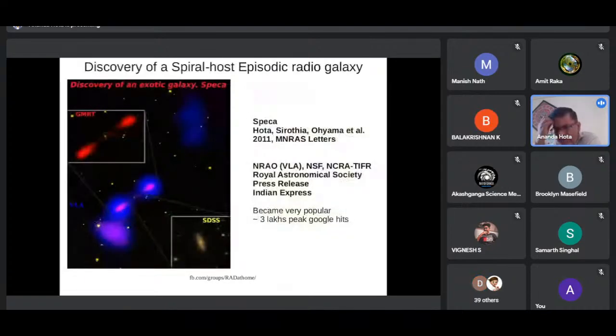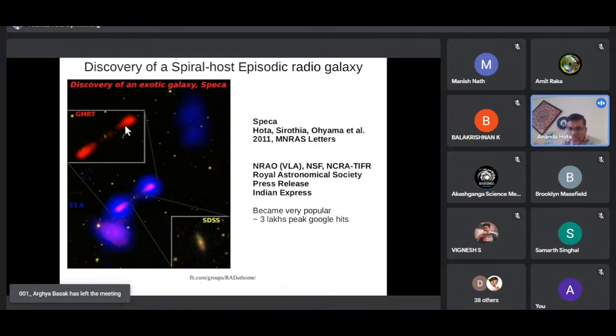So let's move forward. Using GMRT, it's my own work. Maybe I'm a bit biased, but probably this discovery of a spiral host episodic radio galaxy was the first international news-making discovery from GMRT. Press release by NRAO USA, Royal Society, NCRT-FR, of course. You can see in this picture, the optical picture is in yellow, the blue picture is from VLA America, USA, and the red picture from GMRT India. So three different telescopes' data have been combined to interpret how the black hole at the center is affecting the galaxy by the plasma outflow.